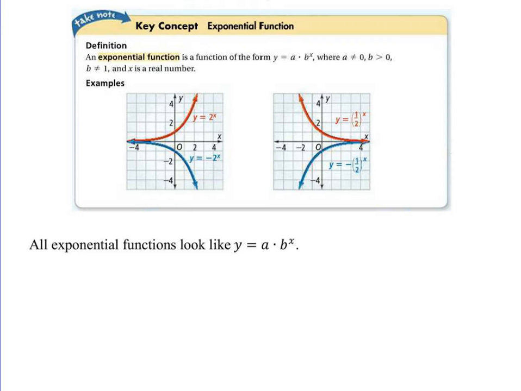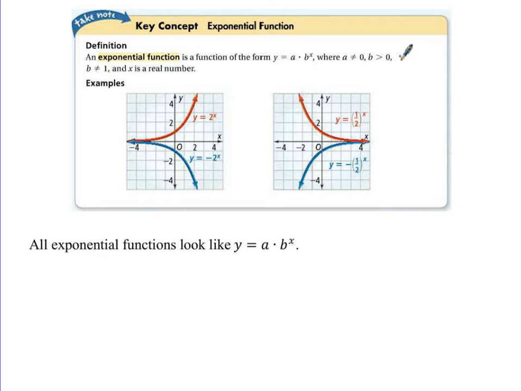And that's basically what this chart right here is telling you. It says for an exponential function, it's a function of the form y equals a times b to the x. And then they say a can't equal 0, because if you just have 0 sitting here, then 0 times something is just 0, and then what's the point? There's no point in that. So a is not 0, and b has to be greater than 0. b can't be 0 either, but it's going to be positive.